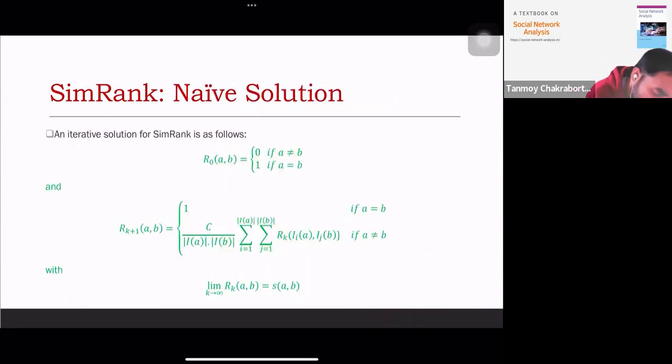Again, these are two corner cases. I'm again measuring the similarity between A and B. What I'm saying is that if A and B are the same, then 1. If A and B are different, then 0.